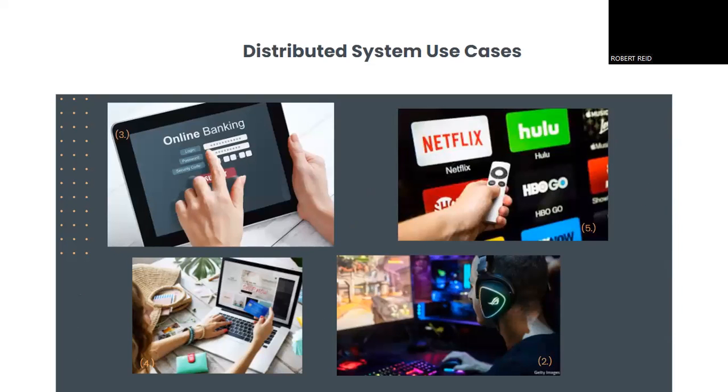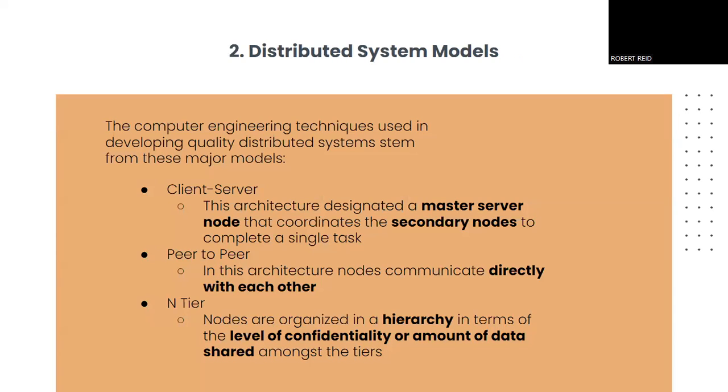Distributed systems are used in many cases, in online banking, in video streaming, in video gaming, and in online shopping. Distributed system models come in three major flavors. Client server, the architecture is designated so that there's one server node that coordinates all the secondary nodes' tasks. Peer-to-peer architecture, where these nodes communicate directly with each other. And N-tier architecture, where there's a hierarchy in terms of the nodes that provide different functions. Usually this is because there needs to be a level of confidentiality in the data.